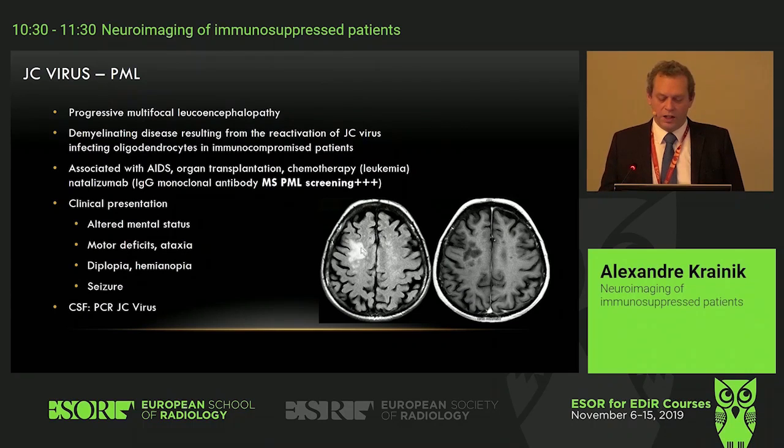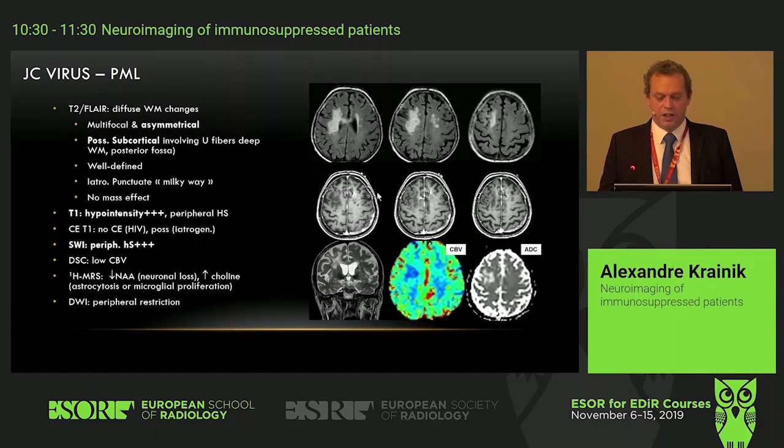The clinical presentation is not so specific, but when compared to HIV encephalopathy, you may have some focal deficit, like motor deficit, for instance, diplopia or hemianopia, or even seizure. As the diagnosis is done, usually we have CSF analysis where you reveal the JC virus.